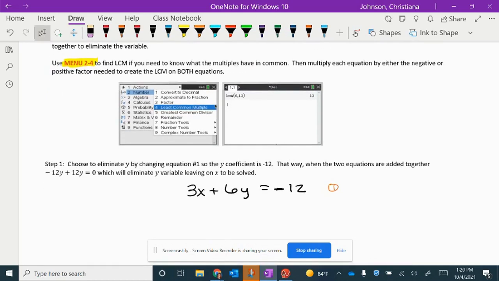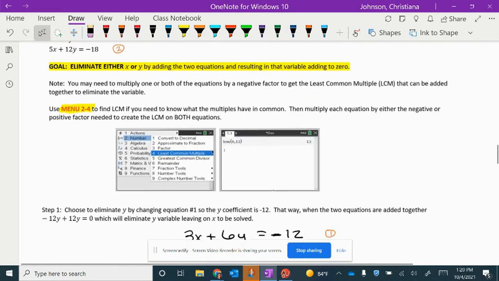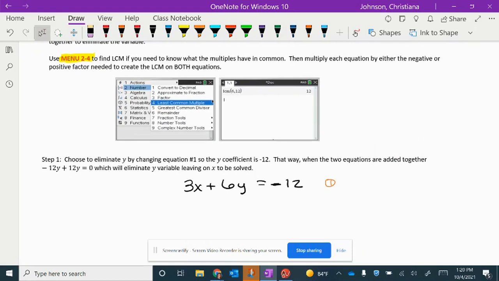So the idea is that we want to change the first equation so that we end up with negative 12y instead of positive 6y. The way we do that is we multiply both sides by what times 6 equals negative 12, which in this case is negative 2. We do it to both sides because anything you do to one side, you have to do to the other. So negative 2 times 3 is negative 6x. Negative 2 times 6y is negative 12y. And negative 12 times negative 2 is positive 24.